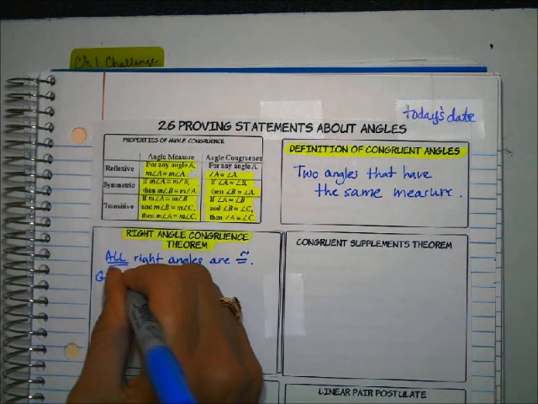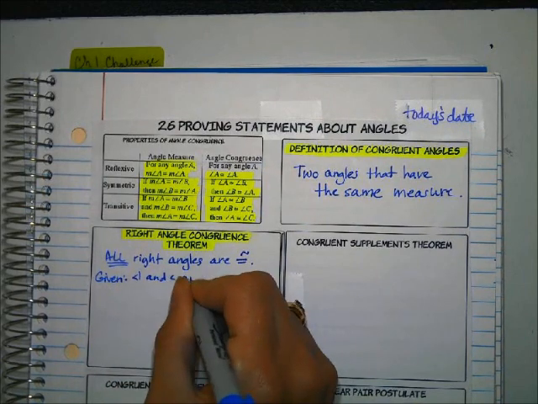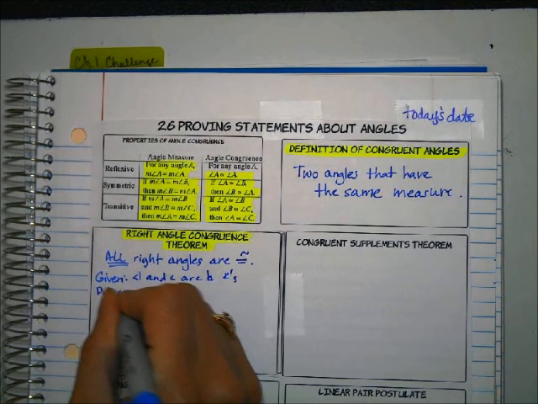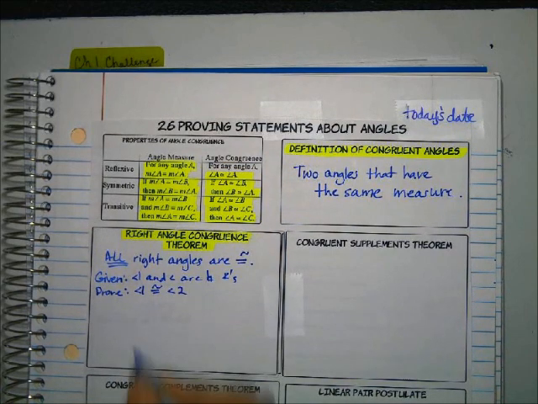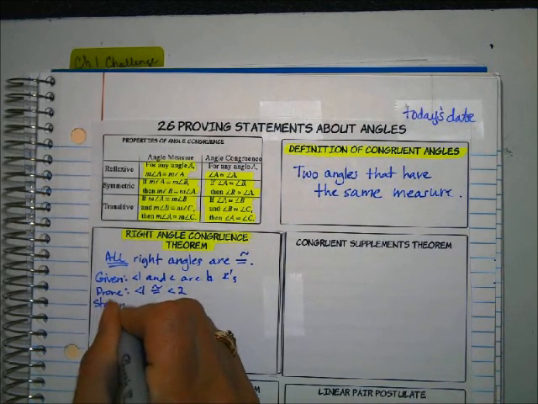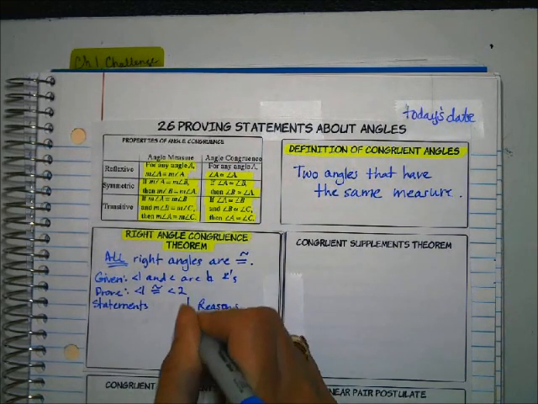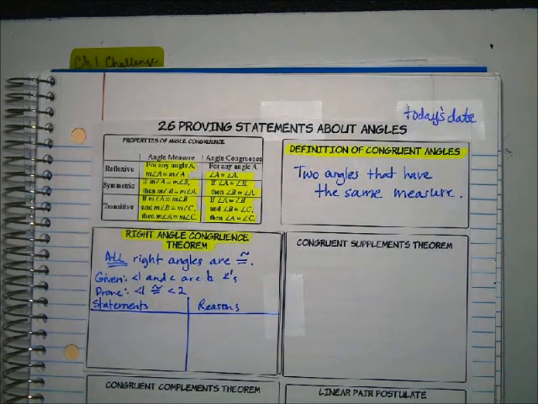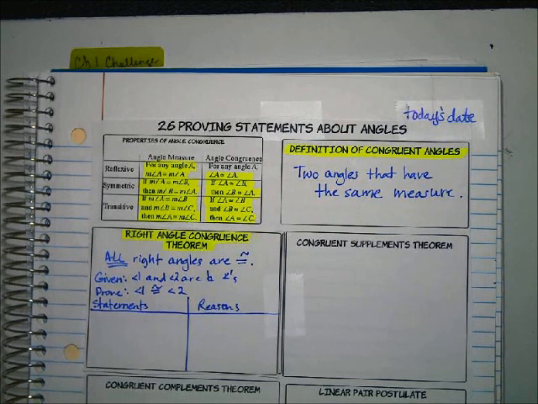The given information in this proof is that angle 1 and angle 2 are right angles. Write that down. And we're going to prove that angle 1 is congruent to angle 2. Here are your statements and here are your reasons. We're given that angle 1 and angle 2 are right angles, and we're going to prove that they are congruent.